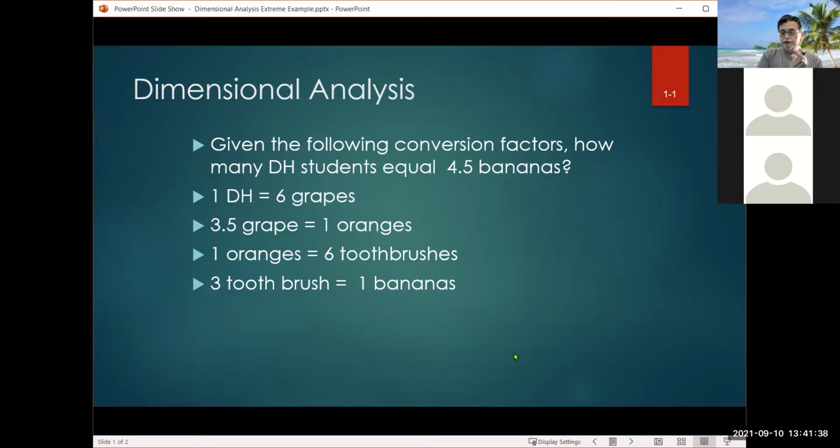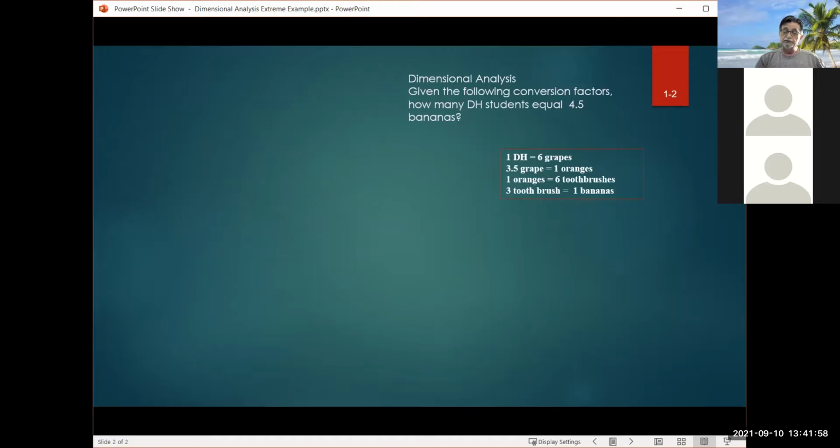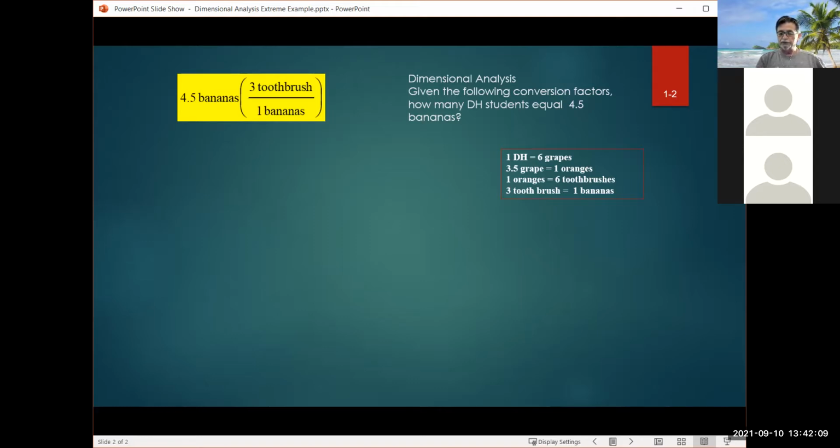We're given that one DH student is equal to 6 grapes. Crazy, huh? 3.5 grapes is equal to an orange. Excuse the plural, but you know what I mean. One orange is 6 toothbrushes, and 3 toothbrushes is equal to 1 banana. So let's set up the problem. Those are the conversion factors. We are given 4.5 bananas, so I need a conversion factor to get rid of bananas. My first conversion factor is the one I'm given, that 3 toothbrushes equals 1 banana.